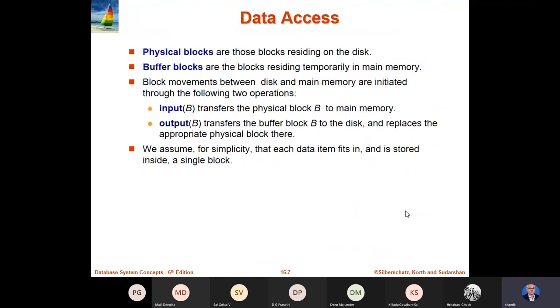Now we come to something very important: data access. Look at it like this: the disk has the physical blocks, which we have also studied in the context of storage. So there are physical disk blocks.